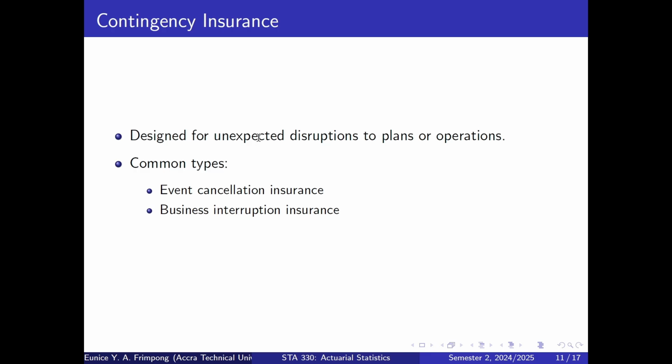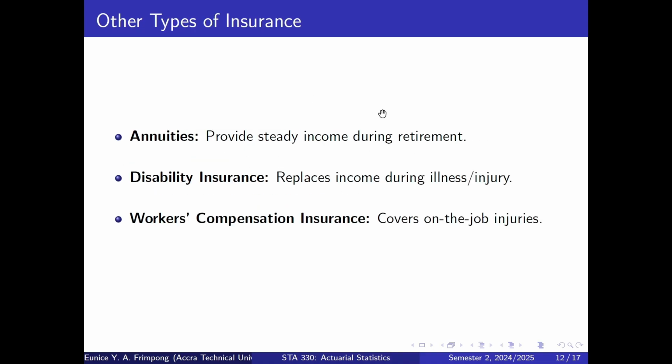And other key types include annuities, that is providing regular income in retirement; disability insurance, that is replaces your income if you become unable to work; and then we also have workers' compensation, which covers employees injured on the job. So these are the other types of insurance: annuities, disability insurance, and workers' compensation insurance.